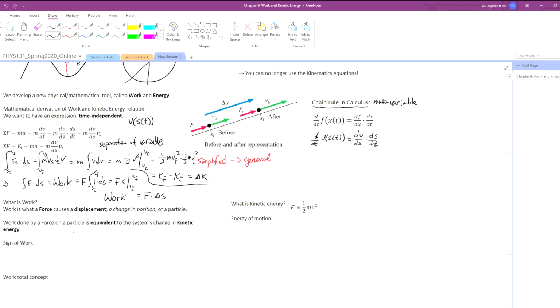Okay, let me write it here again. The work, in this case, causes a displacement of the particle. A force caused this displacement. So the multiplication of that is equal to work, and that's equivalent to the change in kinetic energy of that particle. So here you have a relationship of work that we just defined to the change in kinetic energy.